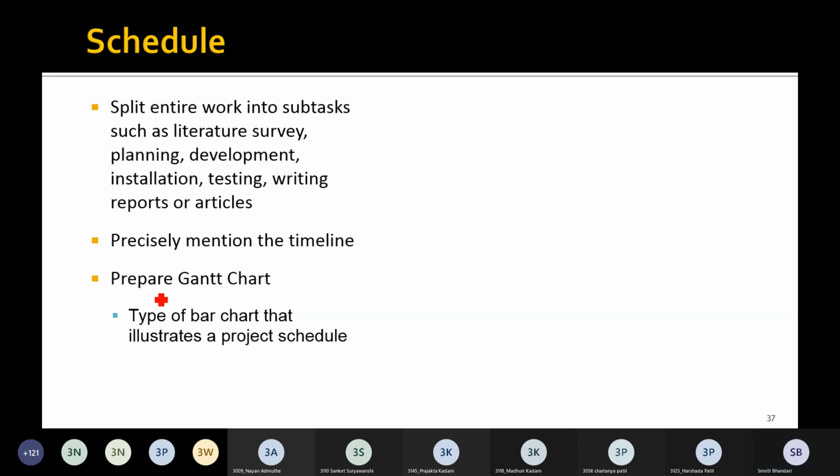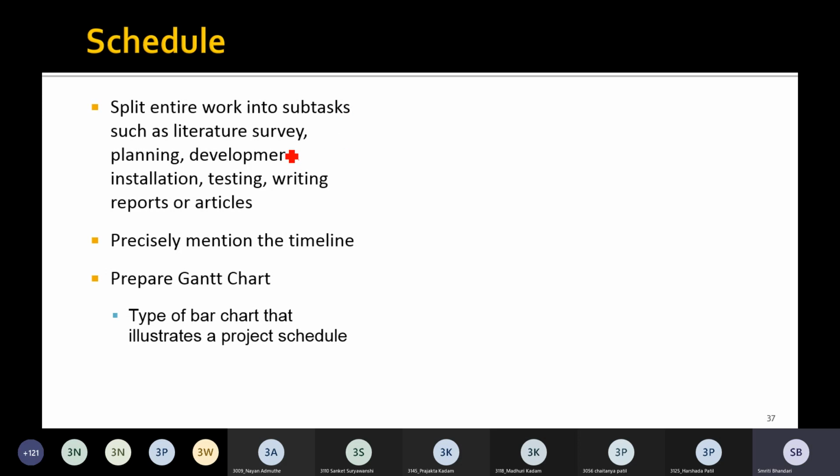Now, the next important point that we should consider is the timeline. So we need to clearly mention what the schedule is, how we are going to implement it, and what the timeline would be. Okay, so to do that, you should split the entire work into subtasks.